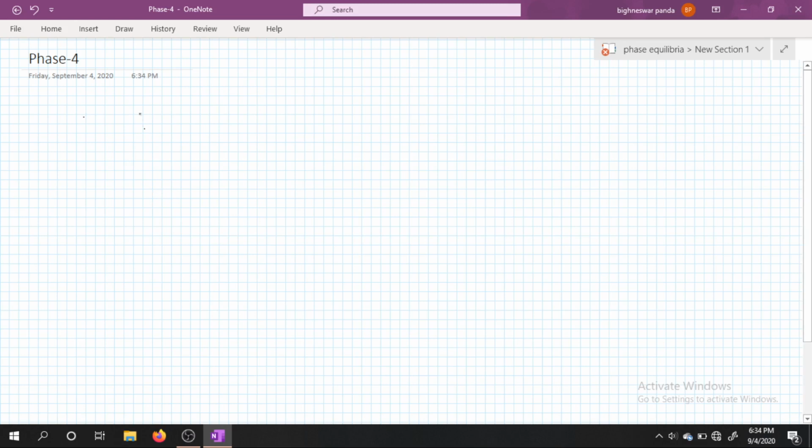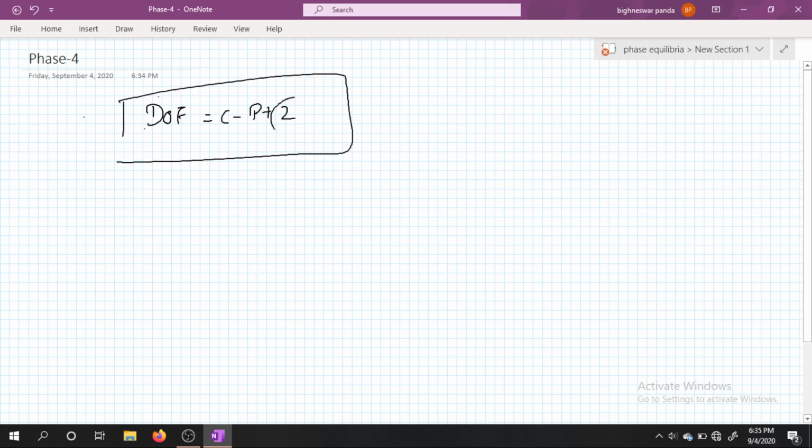In the previous class, we have already discussed degree of freedom, for which we calculated the formula: degree of freedom equals C minus P plus 2. This is the formula for degree of freedom, where 2 represents two variables, temperature and pressure.